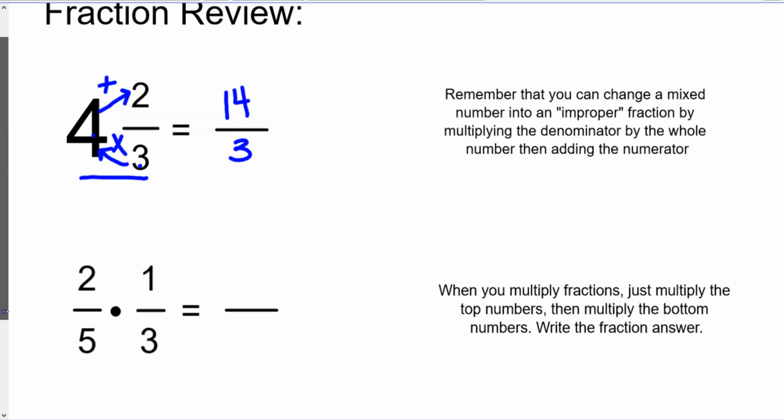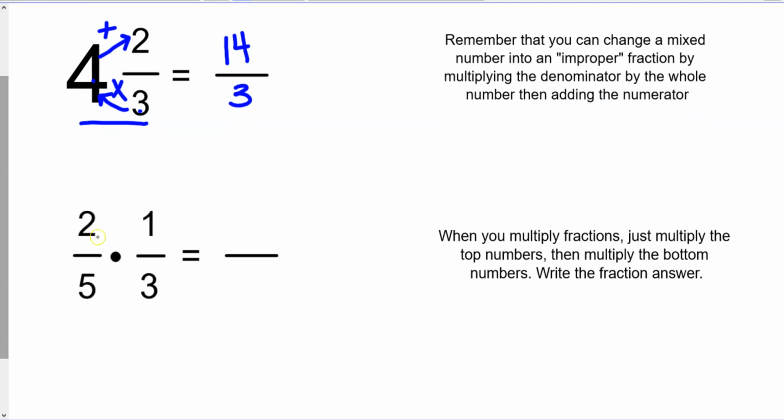Also remember that when you have two fractions, like 2/5, and you multiply it by another fraction, like 1/3, to figure out the answer, you just multiply straight across. 2 times 1 is 2, and straight across 5 times 3 is 15.